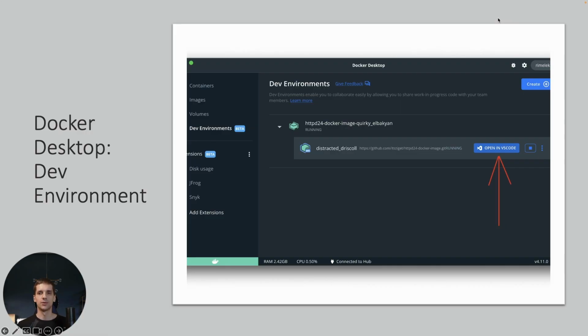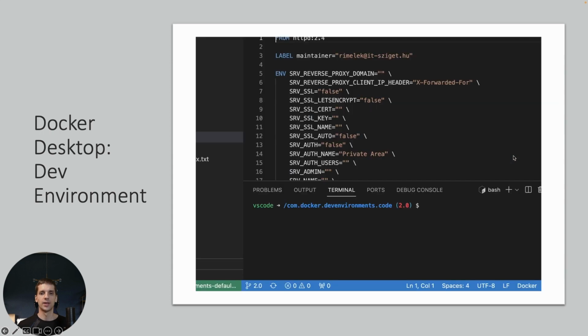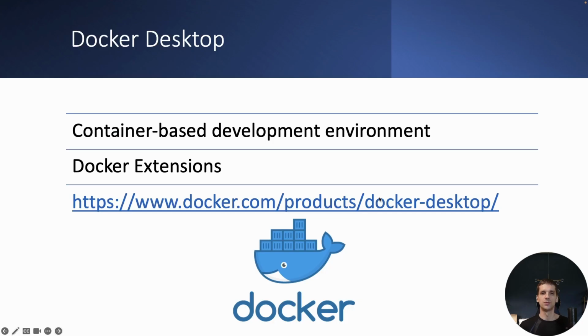Now let's talk about Docker Desktop. If you want to use Docker Desktop, you can create a development environment, which means you can create a container and clone your repository, for example, from GitHub, and then click on this Open in VS Code button to open this container from your Visual Studio Code. And this is what you can see on the next slide. But this is not the only feature of Docker Desktop. You can use Docker extensions to extend your graphical interface.